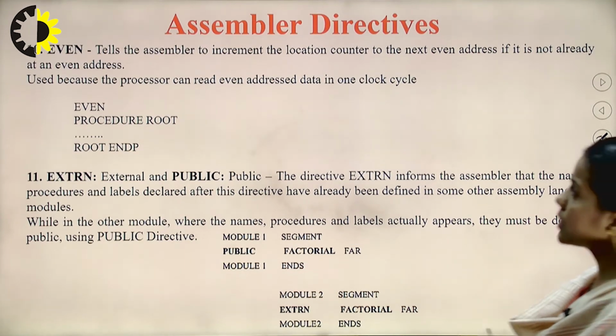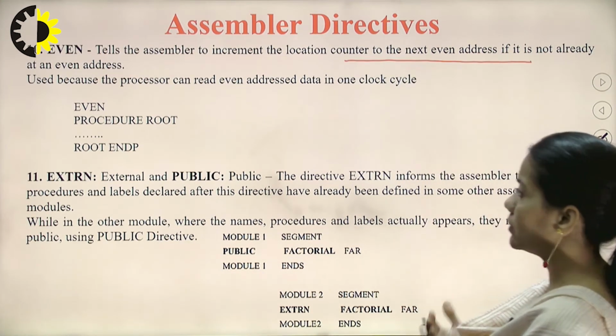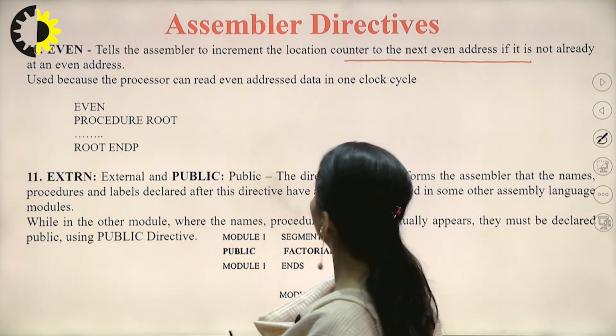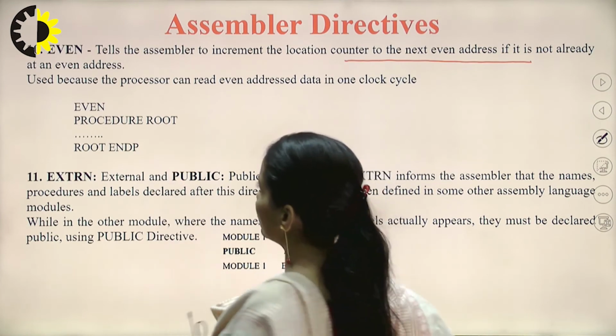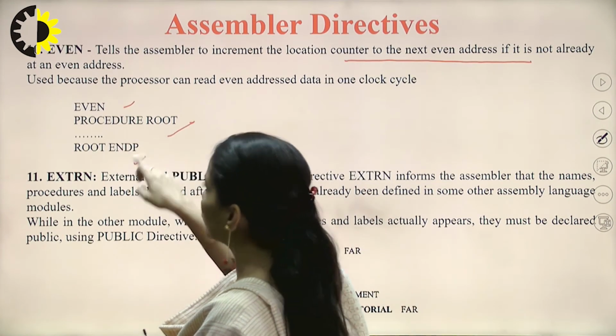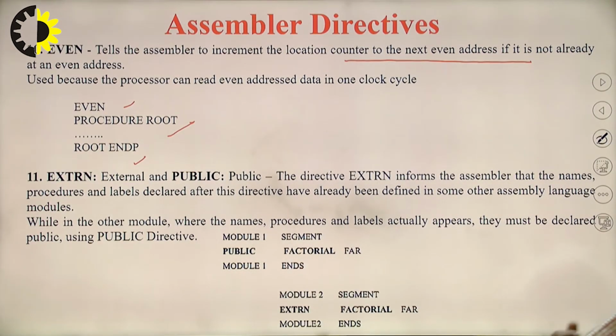EVEN tells the assembler to increment the location counter to the next even address. So it will align the address with the even addresses. The writing procedure is like this: EVEN, procedure root, and root ENDP. So it will increment the address to the next even address.